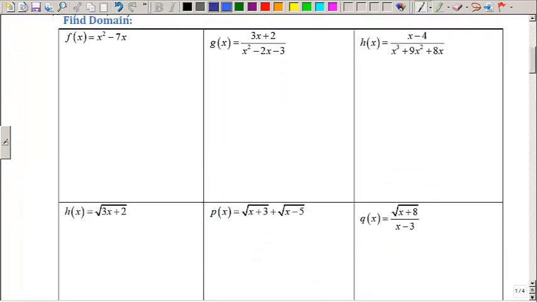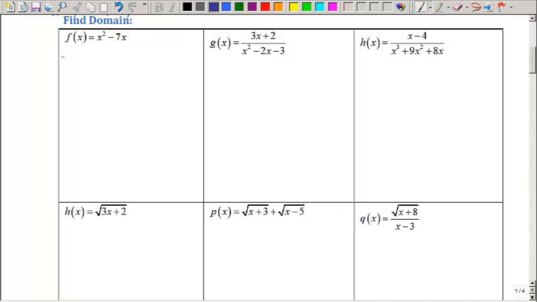Looking at the first example, f of x equals x squared minus 7x. Again, if I'm considering this kind of like a party, I'm going to invite everyone to my party to begin with. Then I'm going to take out the invitations to those that make problems, okay? We don't want to invite those bad problems to our domain party here.